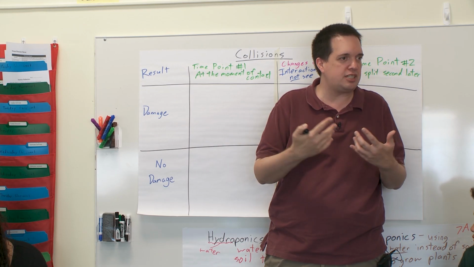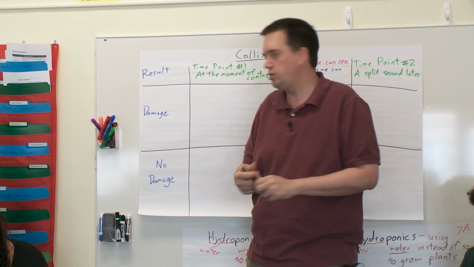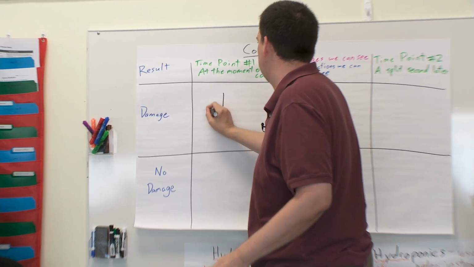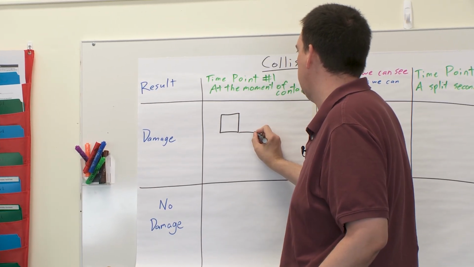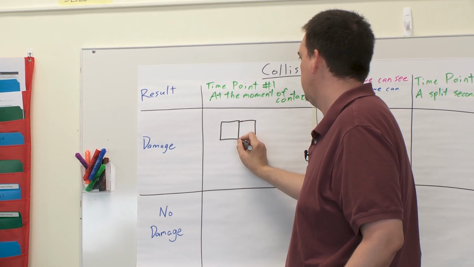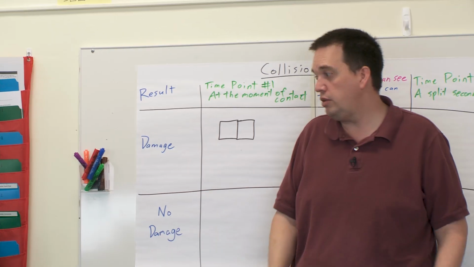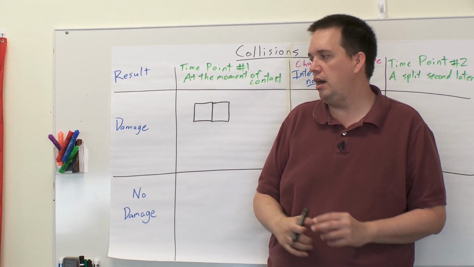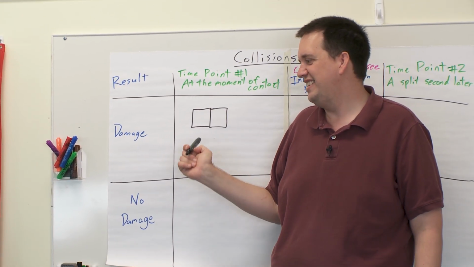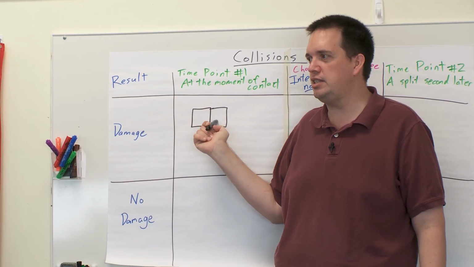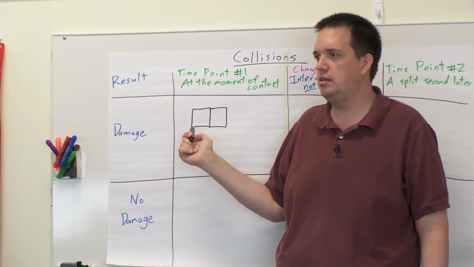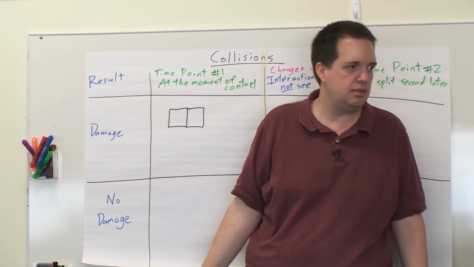So I draw two objects touching. Like if I drew a square here and a square here, so that they're touching. Are we supposed to draw that? You can if you want. No. So I've got them touching here. Does this show a collision? Yeah. What is a collision?